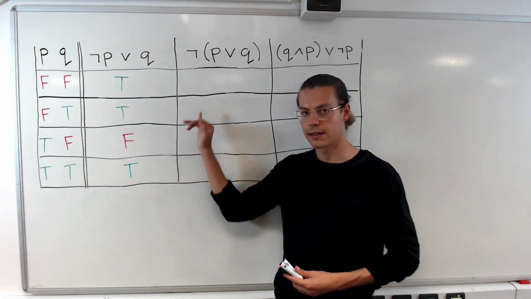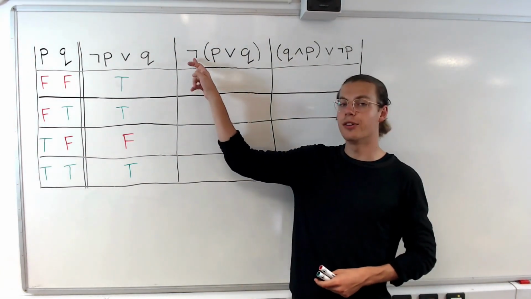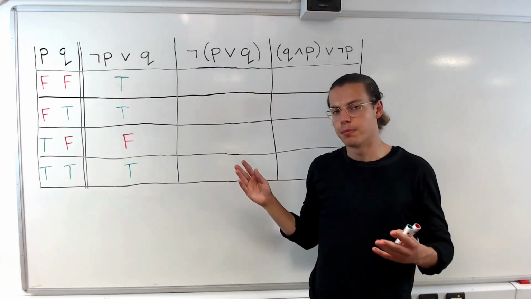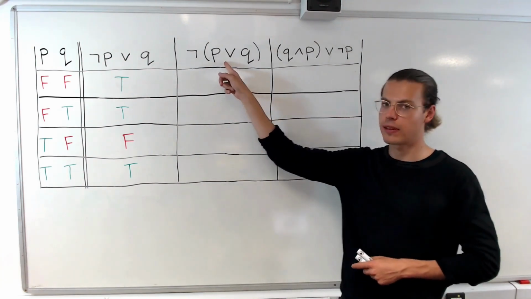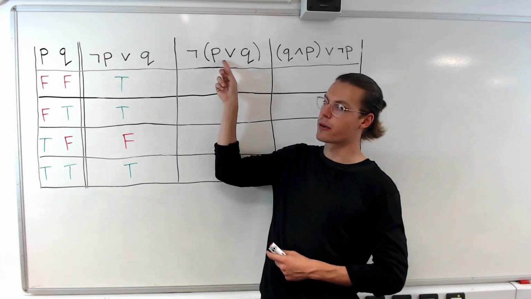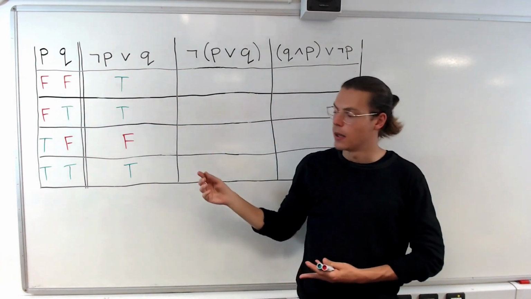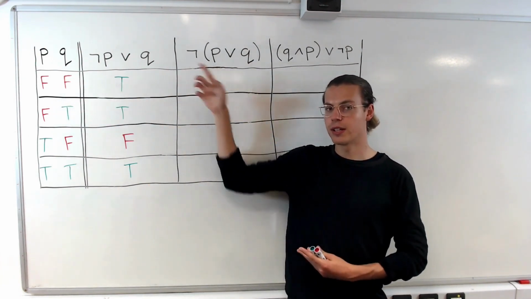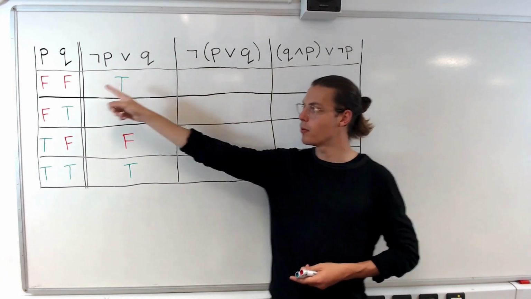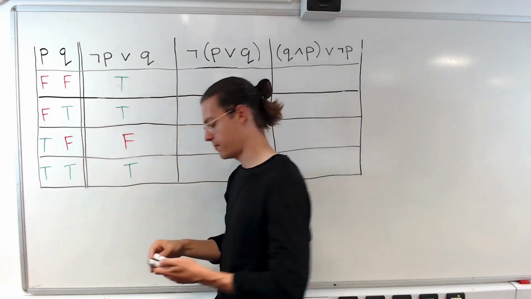Okay, let's look at our second formula. This is not (P or Q). So P or Q is true unless both P and Q are false, in which case it is false. So when we add the not, we just flip all of those truth values. So this is true when P and Q are both true, otherwise it's false.